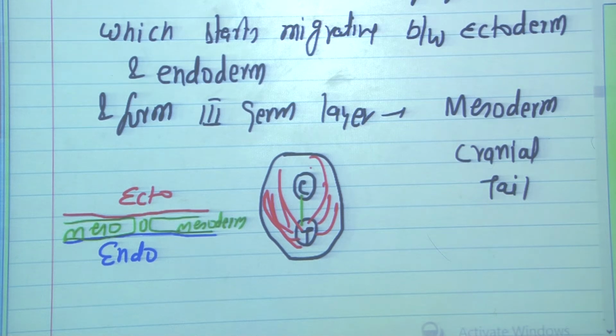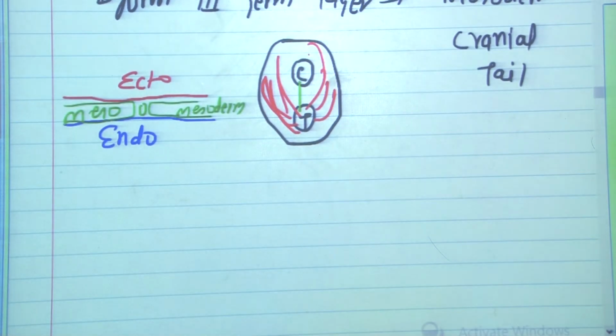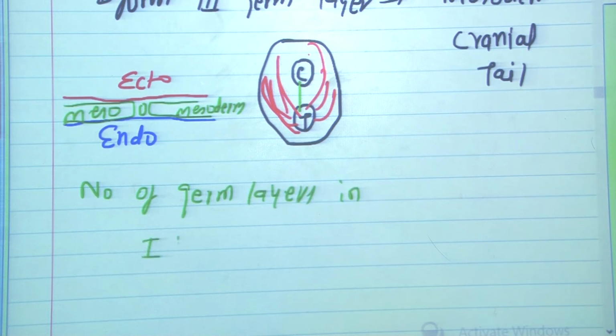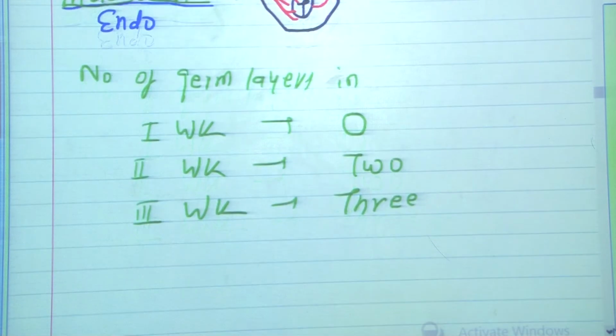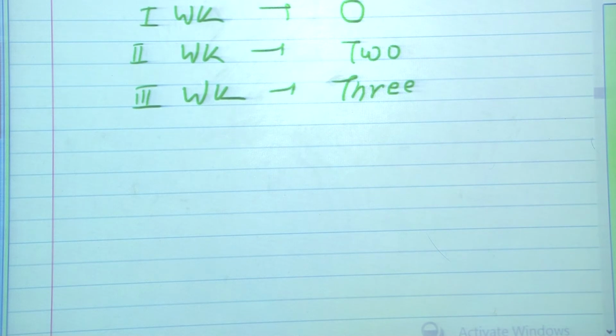Now one question: how many germ layers in the first week of development? Answer is 0. Number of germ layers in the second week of development, there are 2 germ layers. Number of germ layers in the third week of development, answer is 3. So these are the numbers of germ layers. Now what structures in our body develop from these 3 germ layers?